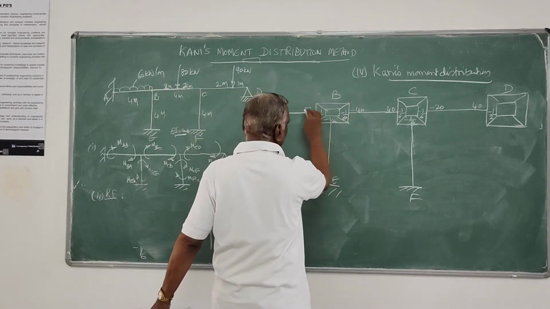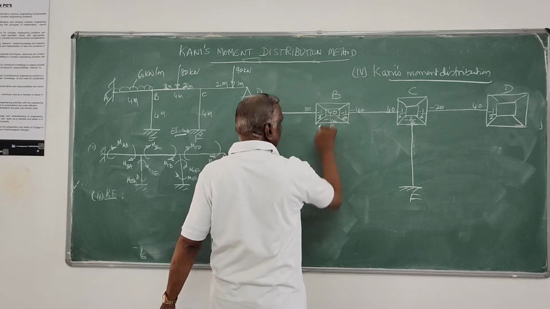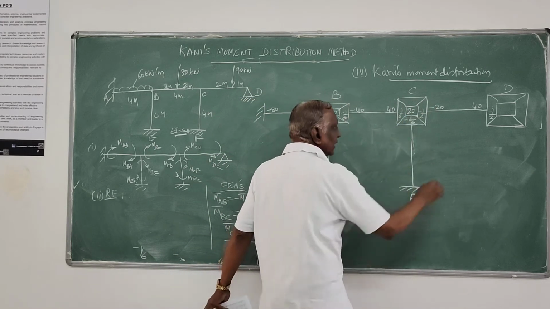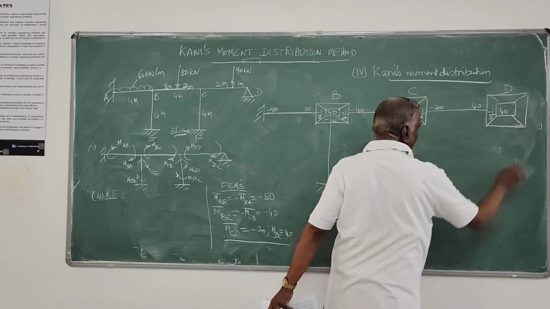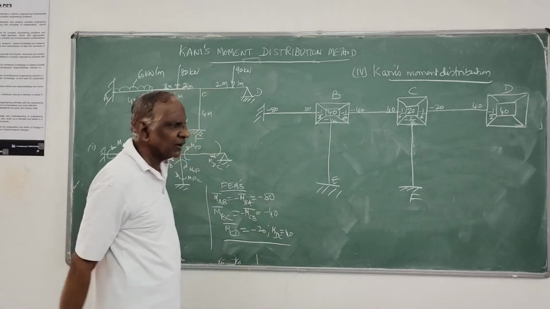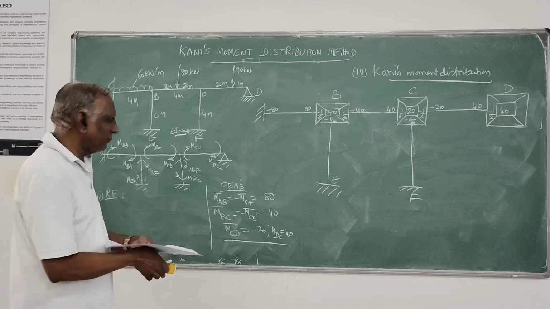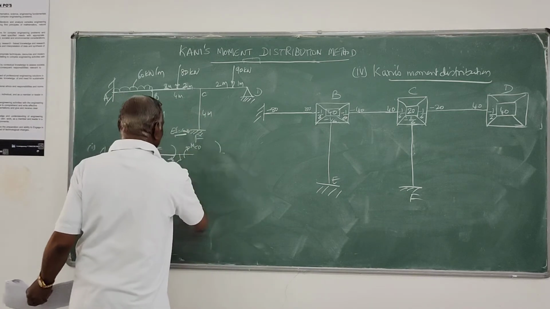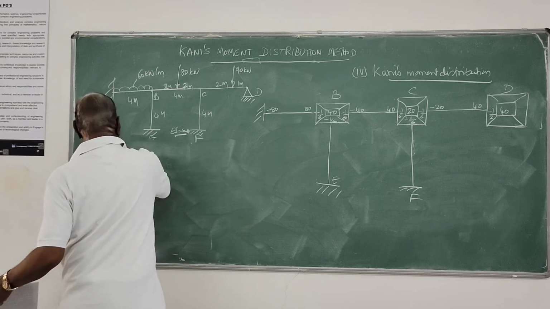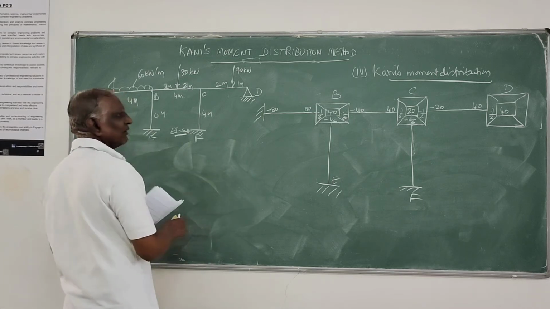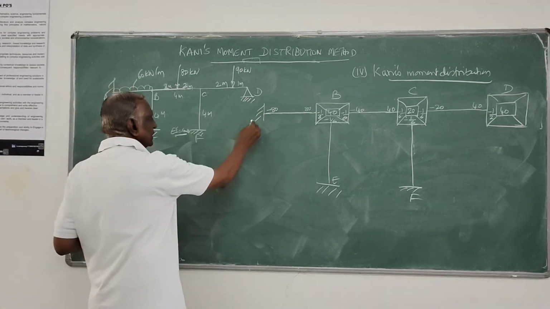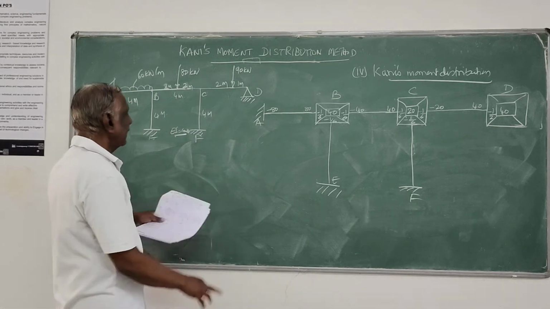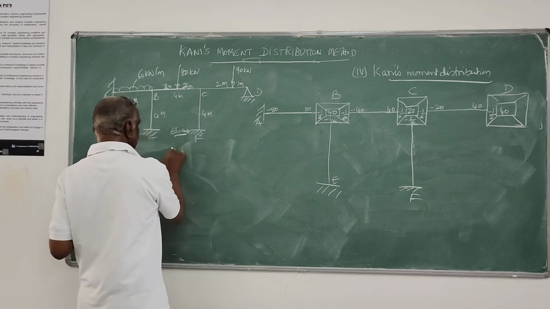Then find the total moment: 80 minus 40, 40; 40 minus 20, 20, 40. You transfer the total fixed end moment. Start doing the Kani's moment distribution, finding out the fixed end moments, whatever you have to evaluate. Always start from the left corner, joint A, which is fixed. Cycle 1.